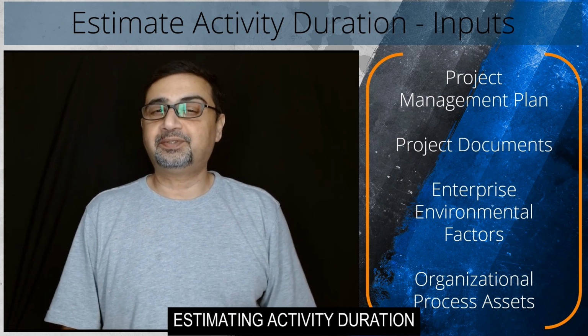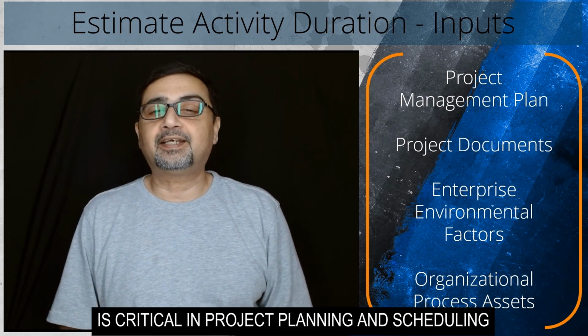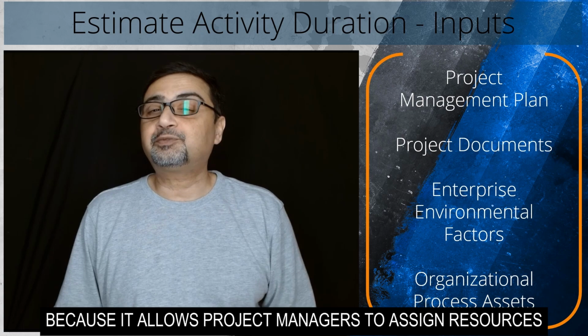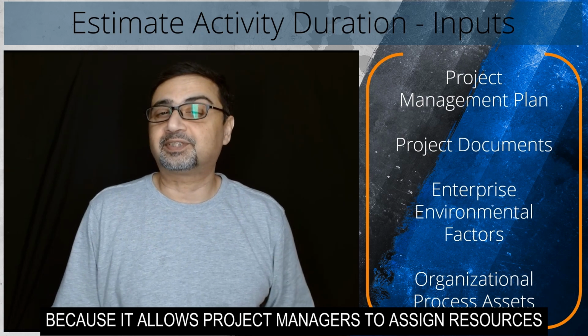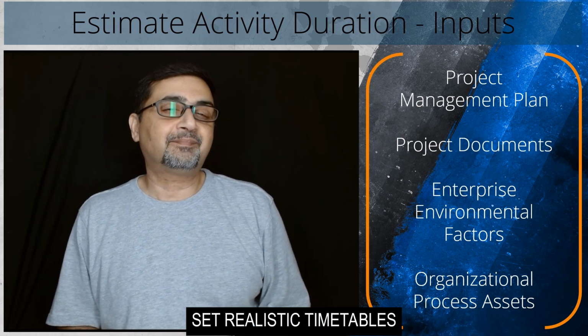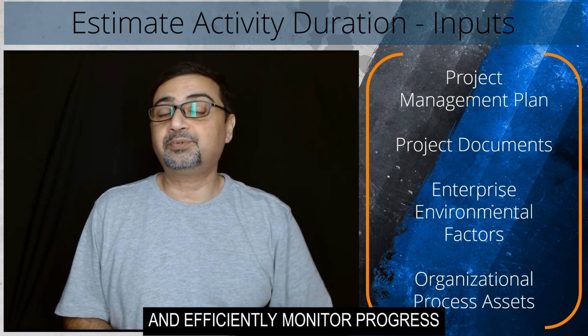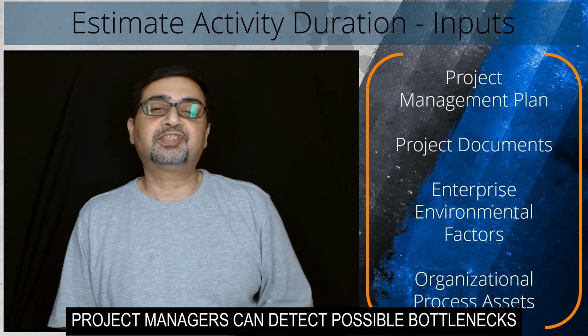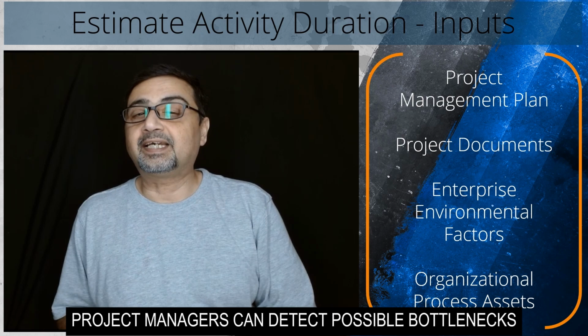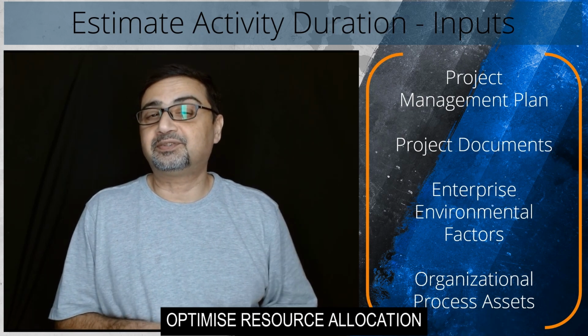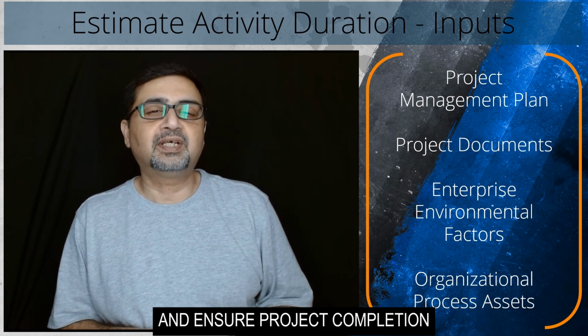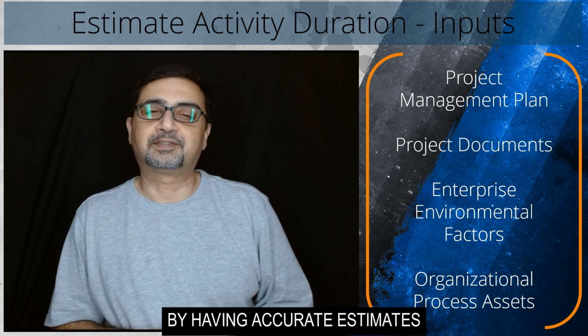Estimating activity duration is critical in project planning and scheduling because it allows project managers to assign resources, set realistic timetables, and efficiently monitor progress. Project managers can detect possible bottlenecks, optimize resource allocation, and assure project completion by having accurate estimates.